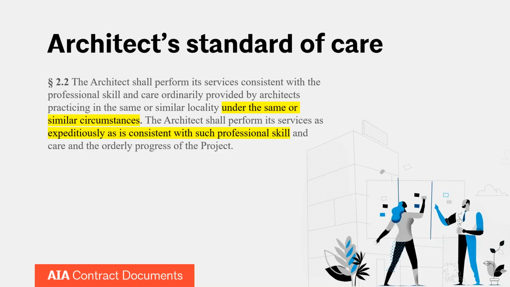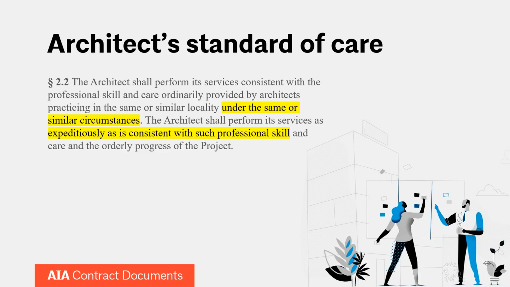So some of the language that we've got highlighted on this slide, under the same or similar circumstances. Well, your peers right now are all going through the exact or very similar issues. There are social distancing guidelines, there are work stoppages, there are difficulties to get places and to be on site. So those are all taken into consideration when judging whether or not the architect has performed their services adequately.